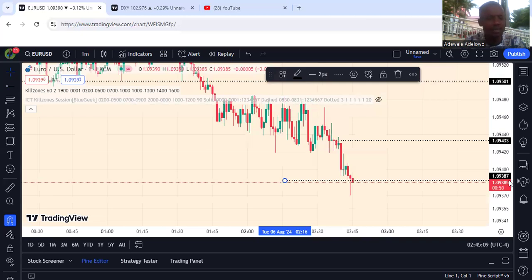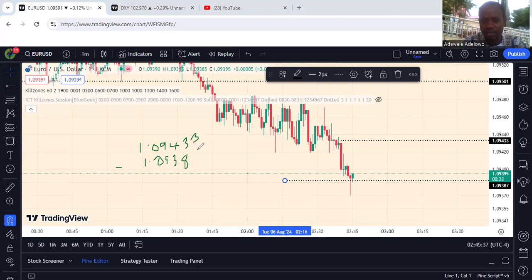So the difference now, right? Sorry, because this part is very critical, so I'm going to be a little bit slow. The difference in this price here, 1.09433, minus 1.093, about that, 87.